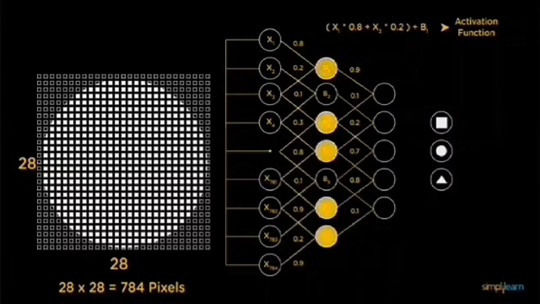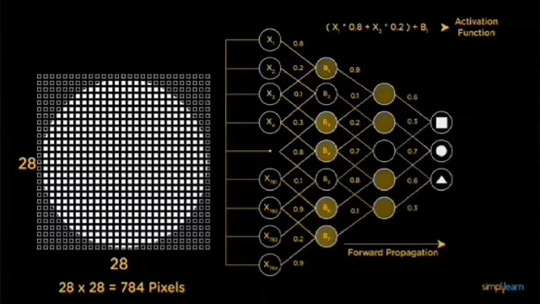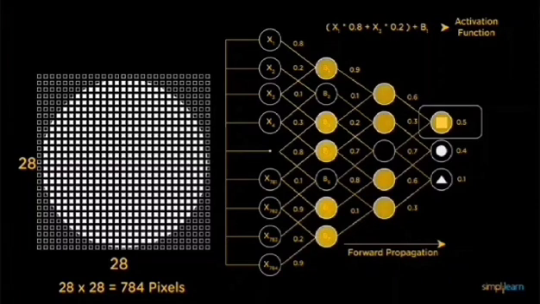In this manner, the data is propagated through the network. This is called forward propagation. In the output layer, the neuron with the highest value fires and determines the output. The values are basically a probability. For example, here, our neuron associated with square has the highest probability. Hence, that's the output predicted by the neural network.